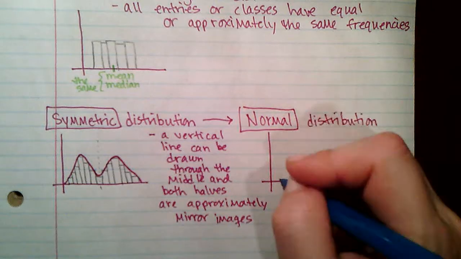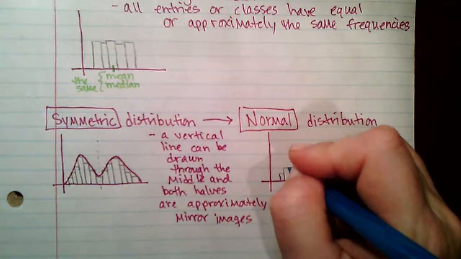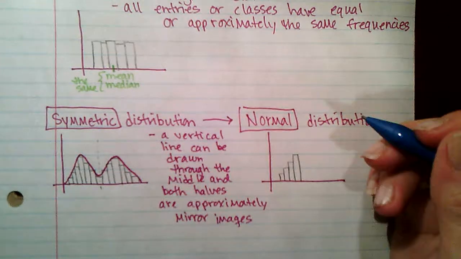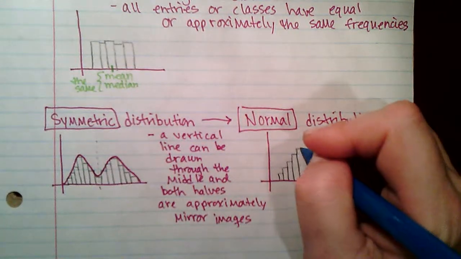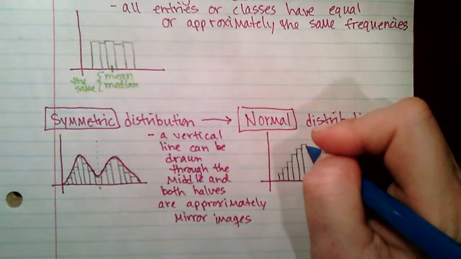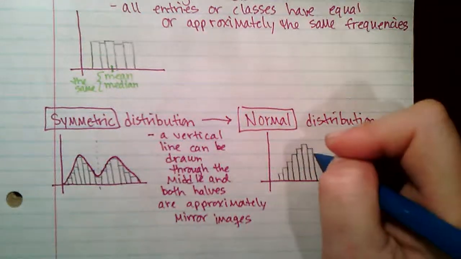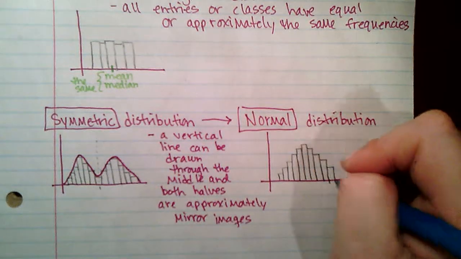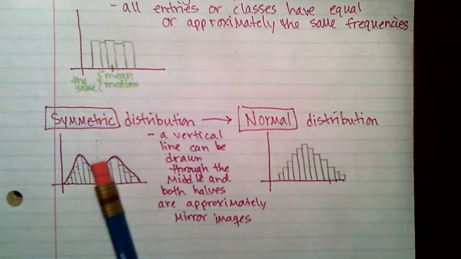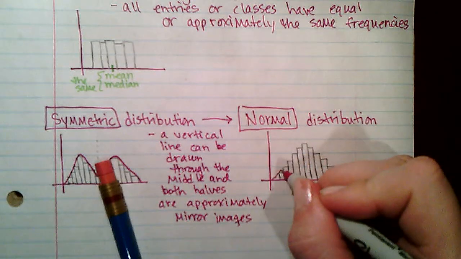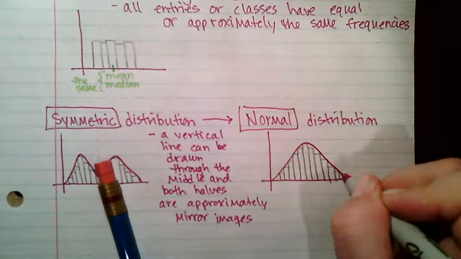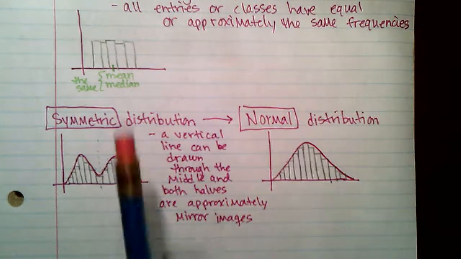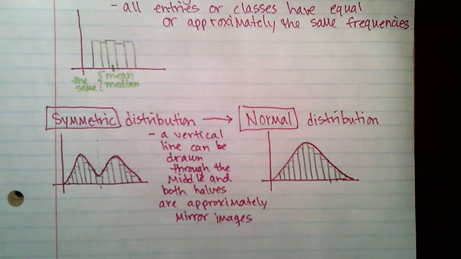In a normal distribution, that's one that just has one mode, and you've probably heard it referred to as a bell curve at some point because it has this nice bell shape. So they look like this, roughly. And again, if I drew a vertical line down the middle, it would be a mirror image.